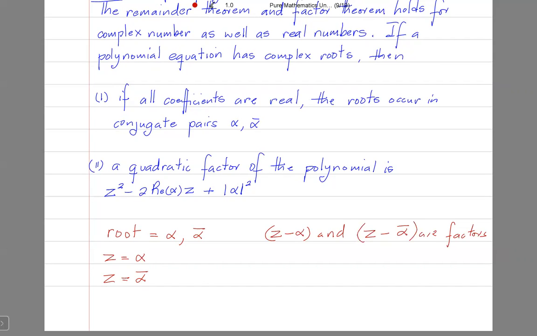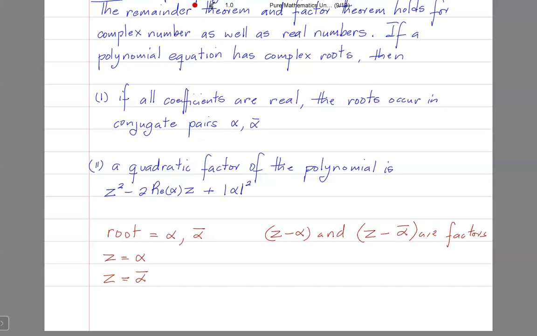Yes, go ahead, Jamila. Repeat the statement, please. I said, this was the statement, if z is equal to alpha and z is equal to the conjugate of alpha are roots of a polynomial, then z minus alpha and z minus the conjugate of alpha are factors of that polynomial. Then I asked if that statement makes any sense. And Persis said yes. You want to throw in your opinion in it? Okay, sir. Thank you. No, sir.